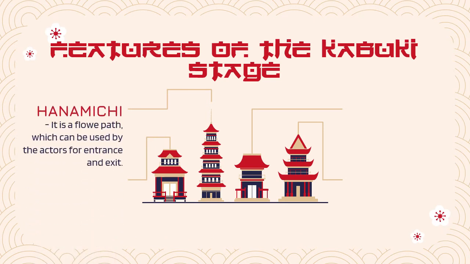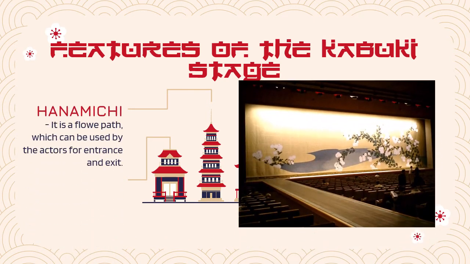So first we have the Hanamichi. So it is a flower path which can be used by the actors for entrance and exit. So aside from using the entrance and exit, this path or the Hanamichi is also used as stage to extend or mas maging malapit sila, yung engagement nila sa audiences. But usually, ginagamit talaga nila ito for entrance or dramatic entrance and exit. So, that is Hanamichi.